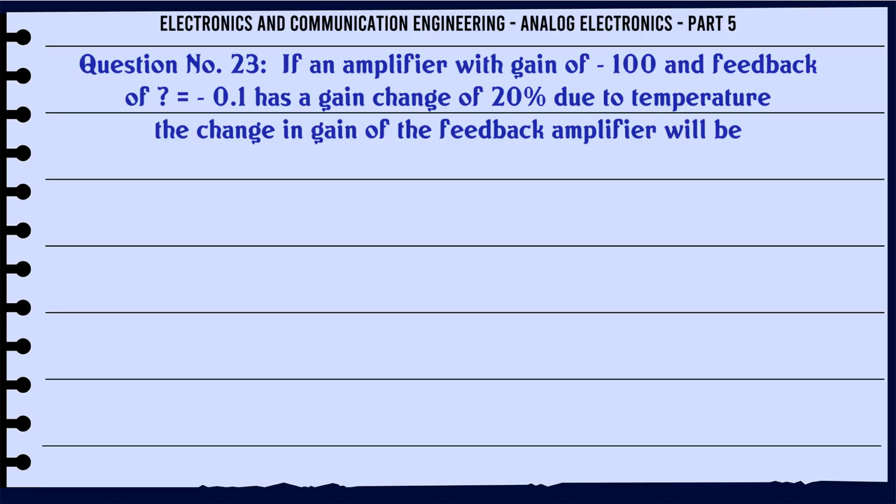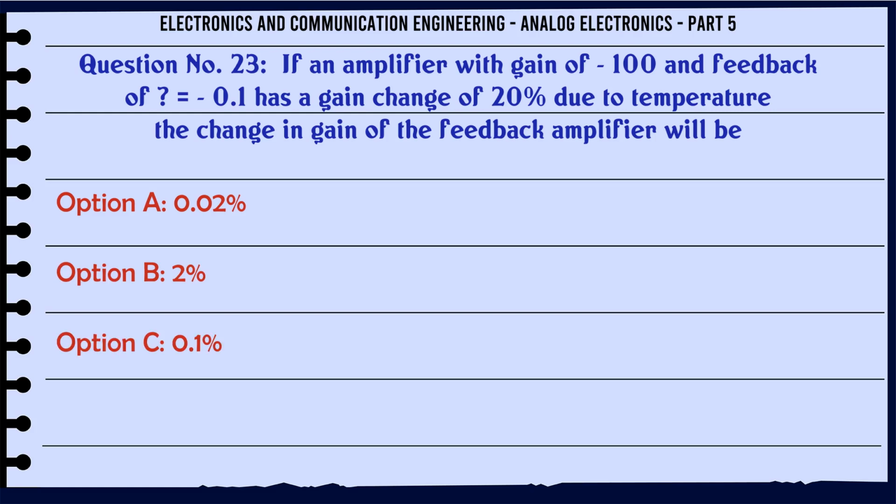If an amplifier with gain of 100 and feedback of 0.1 has a gain change of 20 due to temperature, the change in gain of the feedback amplifier will be A) 0.02, B) 2, C) 0.1, D) 0.01.